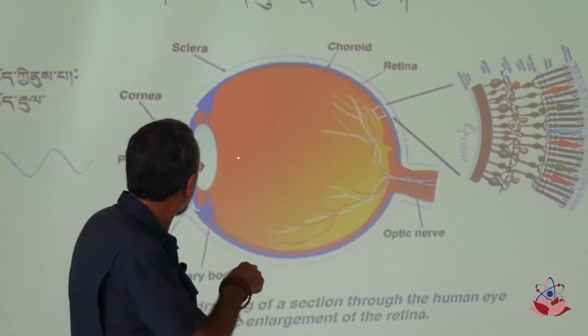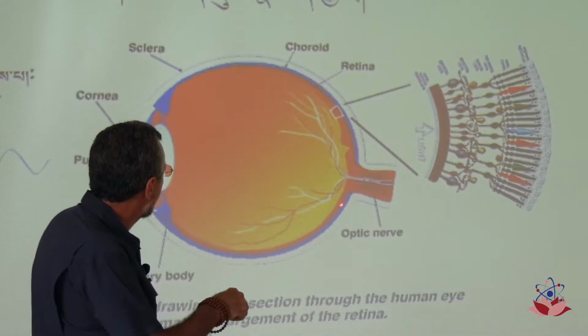So the light that comes in through the front of the eye changes the activity of the neurons in the retina.